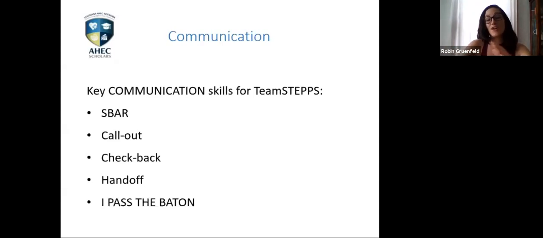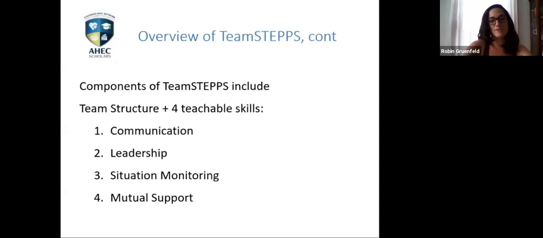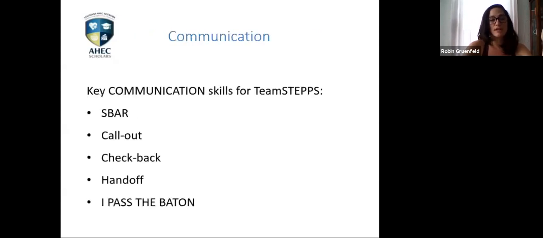Of those skills, there's communication, leadership, situation monitoring, and mutual support. So we'll start with communication. The key communication skills for Team Steps include, and we're going to go through these: SBAR, call out, check back, hand off, and pass the baton.